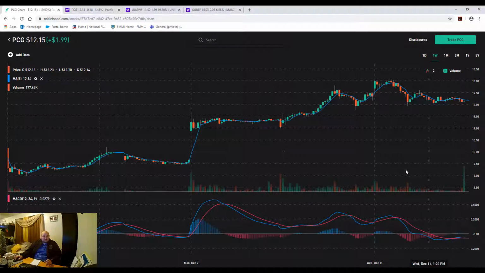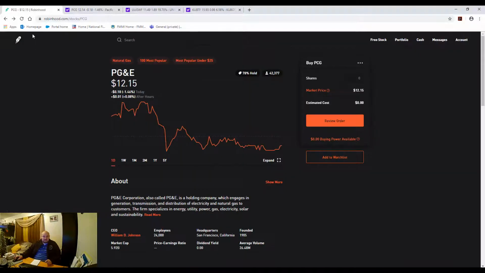Hopefully in the near future I'll actually be able to explain to you how these numbers are gathered, but it is available on Robinhood and Yahoo Finance, as well as the TD Ameritrade account.